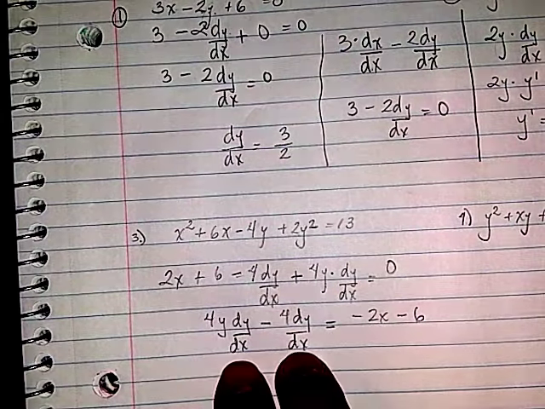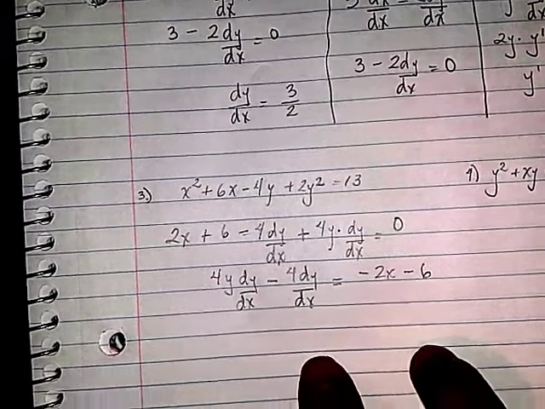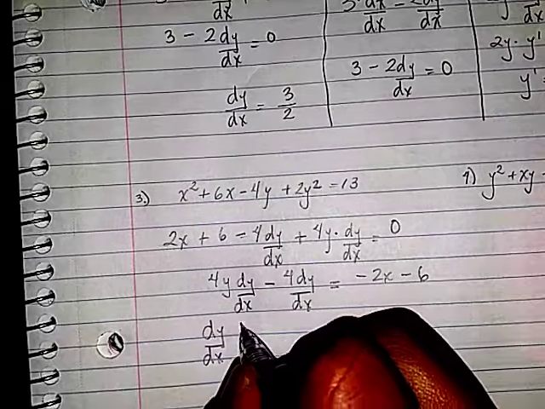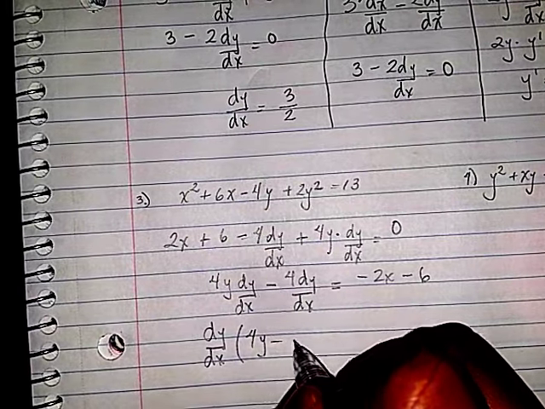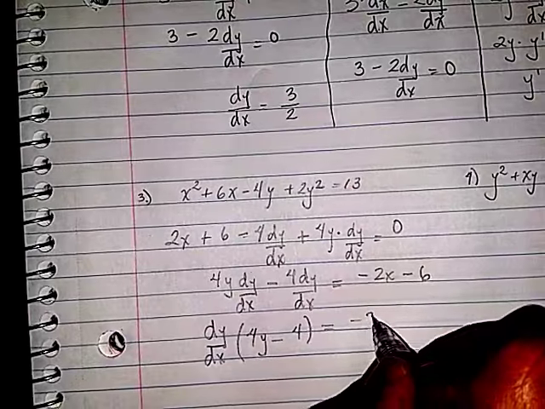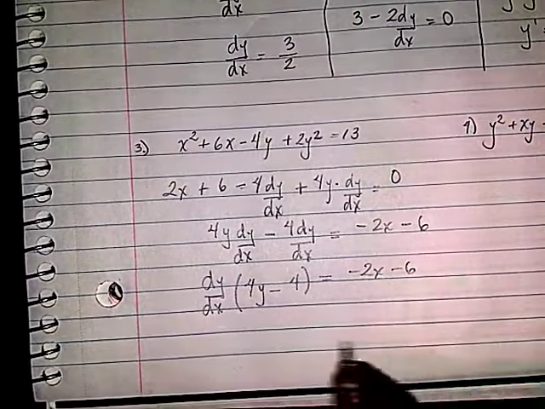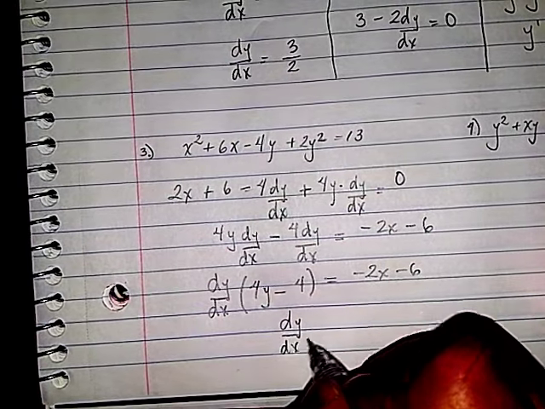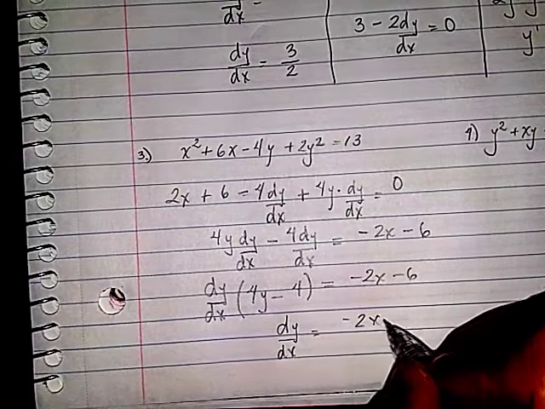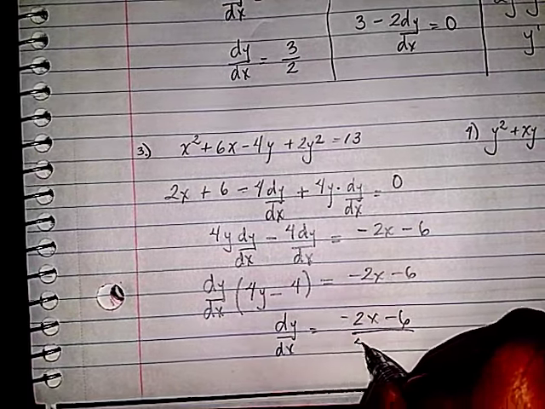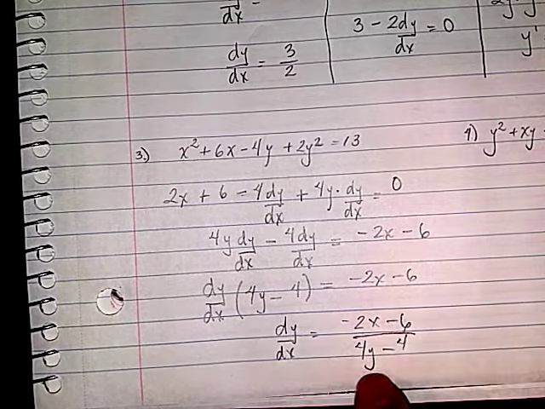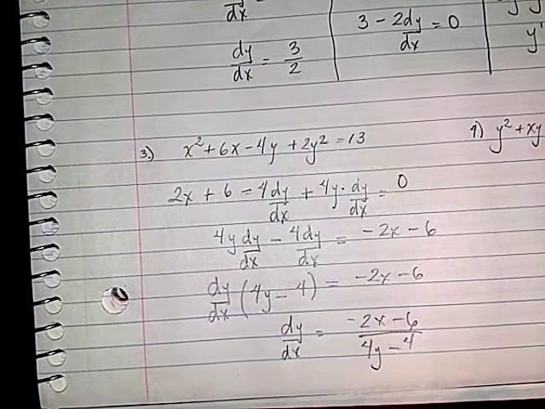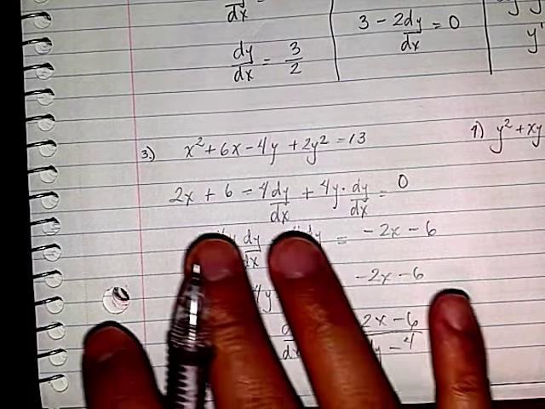Now, how do I combine these things? What I'm going to do is factor out the dy dx. So I'm going to take these guys out, factor it out. That's the beauty of this. Factor it out, and I'm left with 4y minus 4 equals negative 2x minus 6. And then the last thing I have to do is just divide by that 4y minus 4. So dy dx is equal to negative 2x minus 6 divided by 4y minus 4. And there it is. That would be my slope of this particular function, if it is a function. A lot of times they're not.